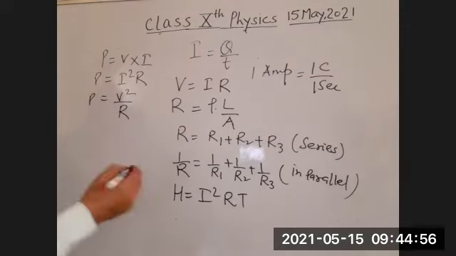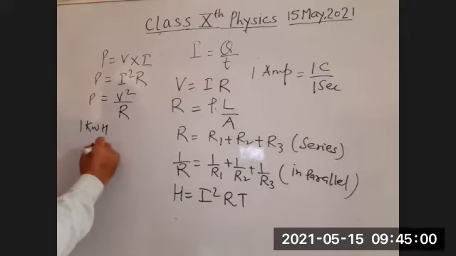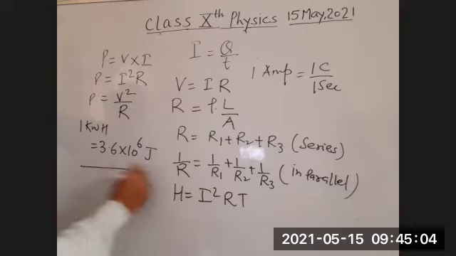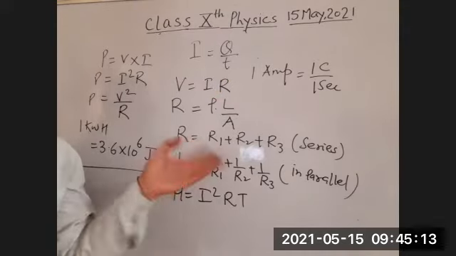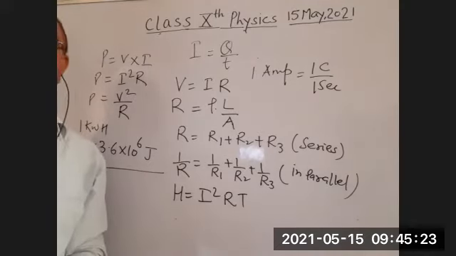And another was 1 kilowatt hour. It is equal to 3.6 into 10 to the power 6 joules. So these were the formulas which we have studied in detail in this lesson. All these formulas will somehow be used in the NCERT questions which we are going to solve now. Is it clear, students?